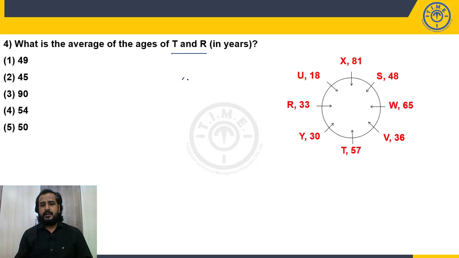What is the average age of T and R? How much is the age of T? 57. How much is the age of R? 33. The average will be the sum divided by 2. 57 plus 33 is 90, divided by 2, which is equal to how much? 45. So choice 2.